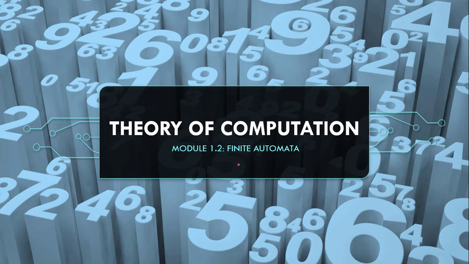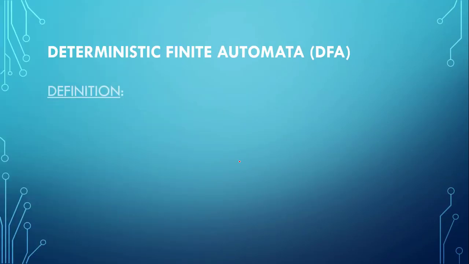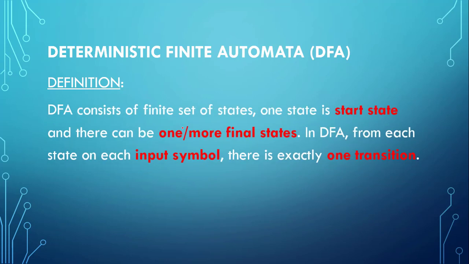In today's session, we will be dealing with the definitions of deterministic and non-deterministic finite automata, along with understanding the difference between NFAs and DFAs. So let's see what is the definition of deterministic finite automata. The definition says that DFA consists of finite set of states. One state is a start state and there can be one or more final states. In DFA, from each state on each input symbol, there is exactly one transition.